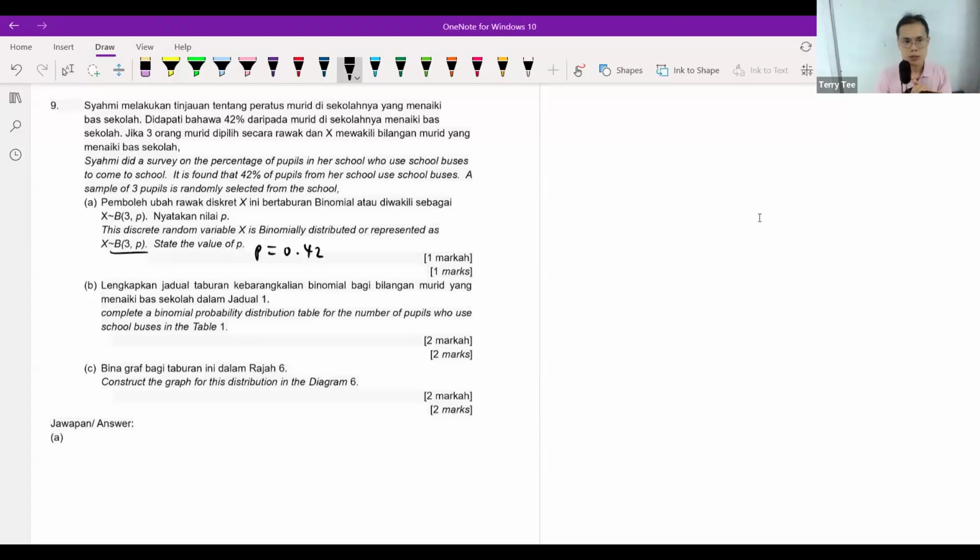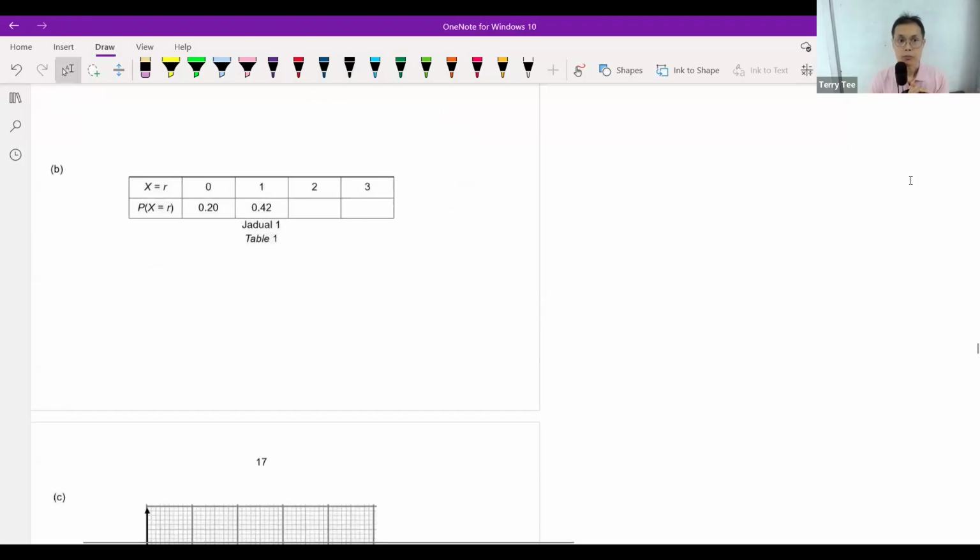Okay, next we are supposed to complete the table, right? Complete the binomial distribution table for the number of people who use school bus. Remember your n is 3, your number of students is 3, and your probability of success is 0.42. So I'm going to calculate 2 and 3. 0 and 1 are already given. I just have to find 2 and 3.